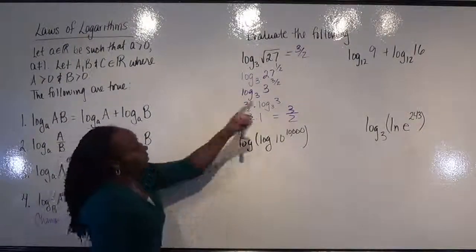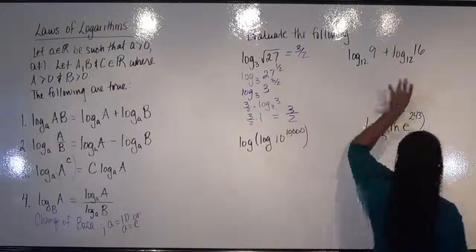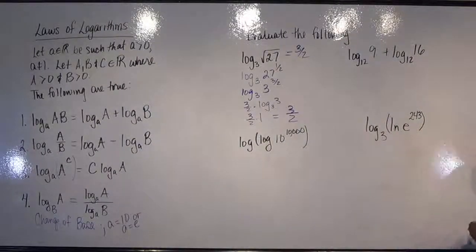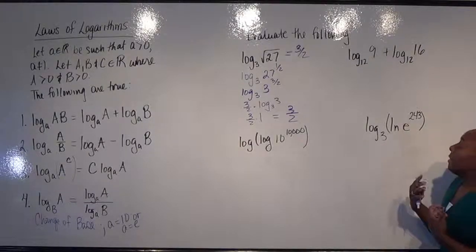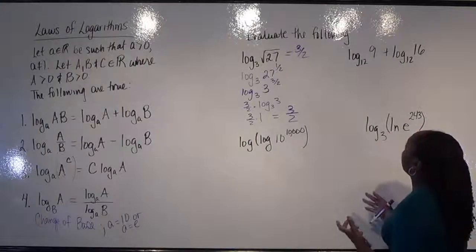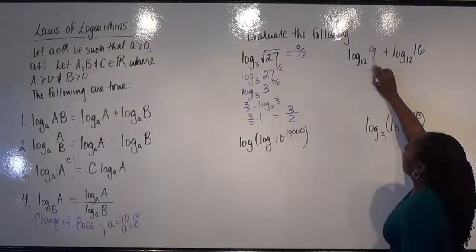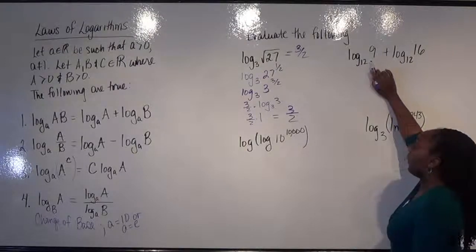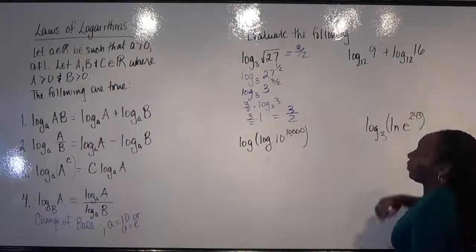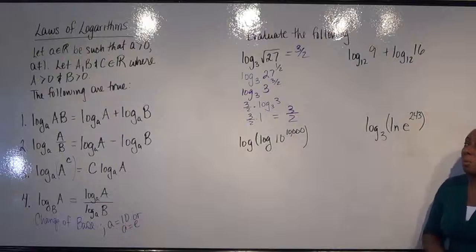In this one, actually let's go to this one next. Here, log base 12 of 9 plus log base 12 of 16. If you notice, as they stand, neither one of these can be simplified, right? For 9, there's no nice way to write this as 12 to a power, and for 16, there's no nice way to write that as 12 to a power.